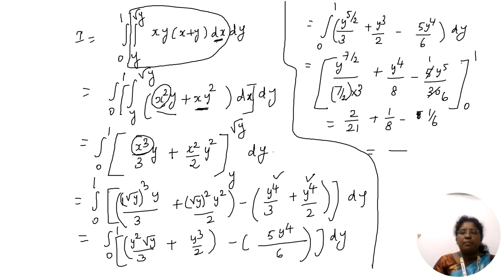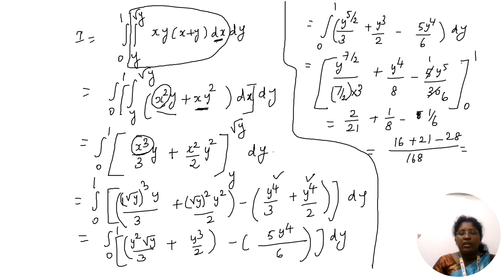Take LCM and simplify. 21, 8, 6. The LCM is, when you take LCM, you will be getting 168. Okay. Then multiply 21 by 8 to get 168. So 2 8s are 16. Here we are getting 21. Here we are getting 28. So 16 plus 21 minus 28.